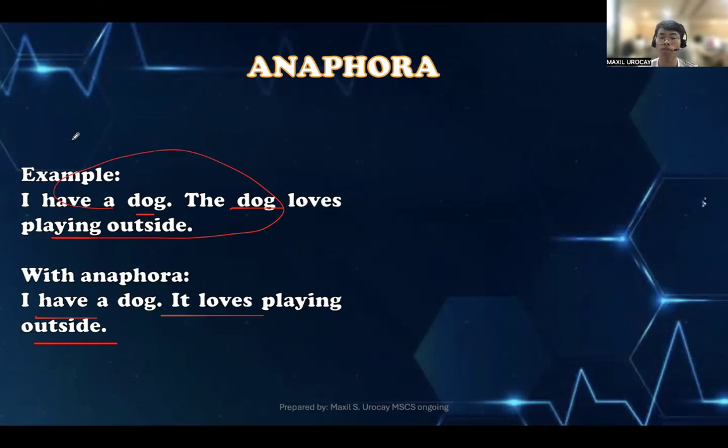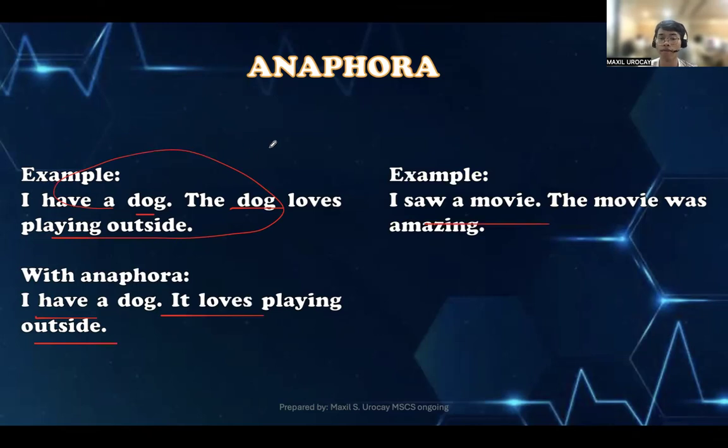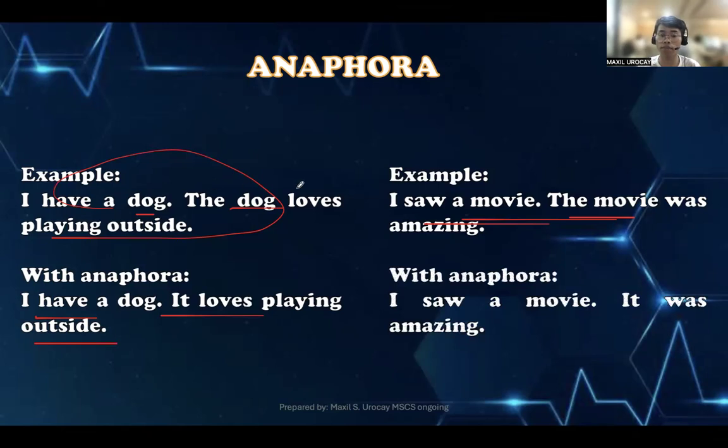Now, another example we have here: "I saw a movie. The movie was amazing." That is somewhat redundant already. If you apply anaphora, for example, "I saw a movie, it was amazing." This is really good since we were able to simplify the sentences. The structure is well structured, and we are able to improve the flow of our sentences, and that is well organized.